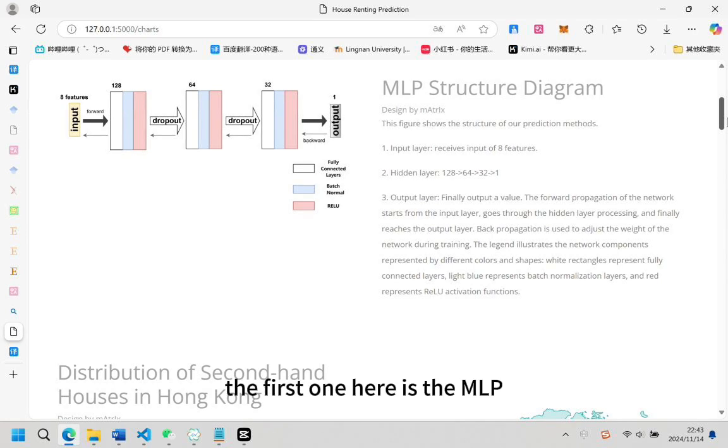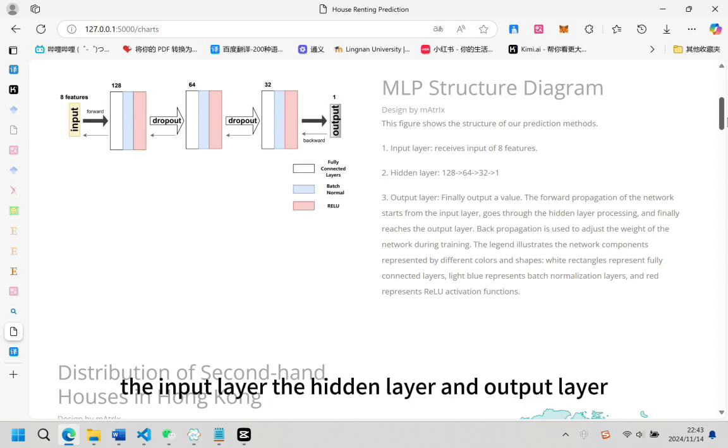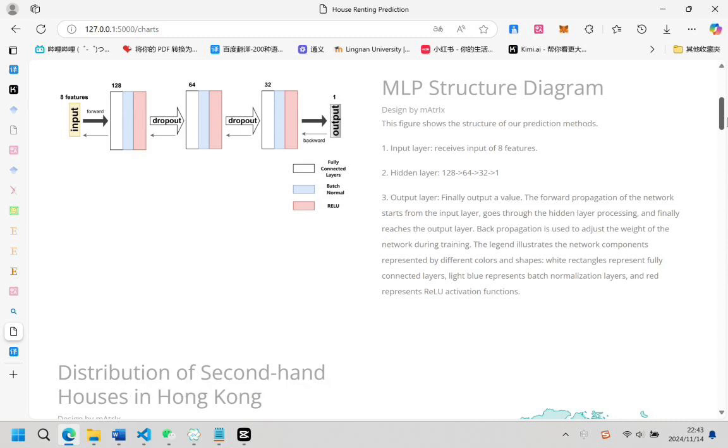The first one here is the MLP structure diagram, which explains our forecasting method divided into 3 layers: the input layer, the hidden layer, and the output layer. Input layer receives input of A features. Hidden layer 128 to 64 to 32 to 1. Output layer finally outputs a value.